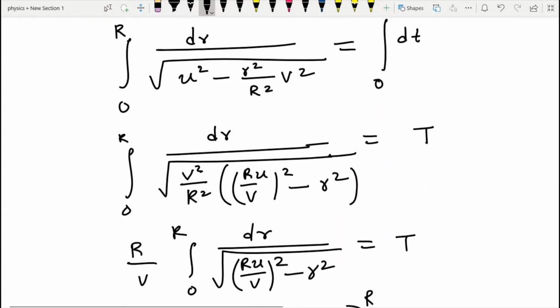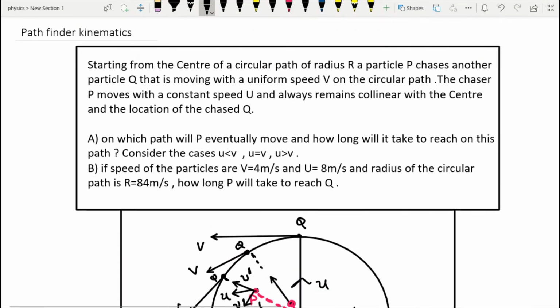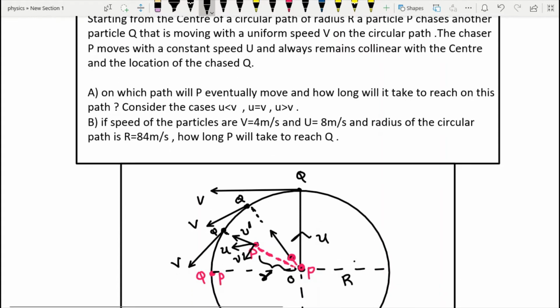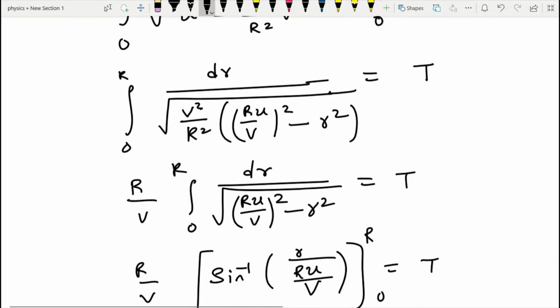Okay, so one segment is over. Next: on which path will P eventually move, and how long will it take to reach this path? How long it will take means time, and we have computed the time. But we have to know what the path traced by the particle P is. So we have to find the path of the particle P that finally moves.